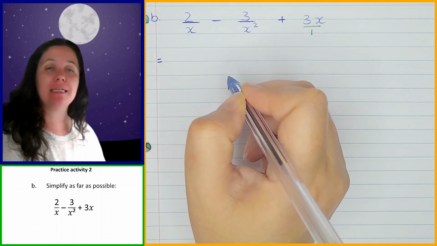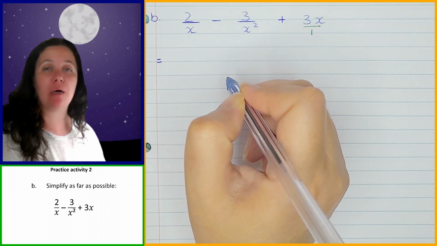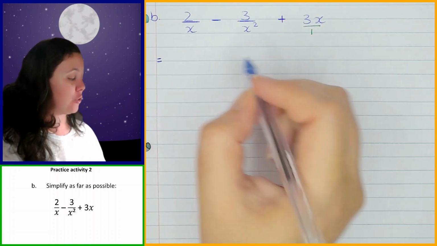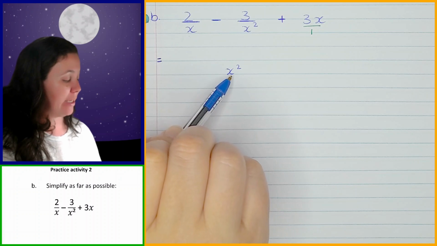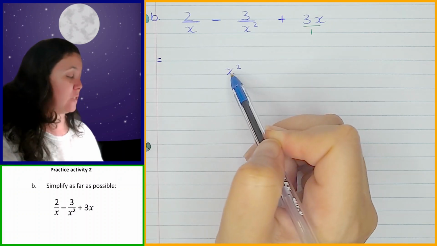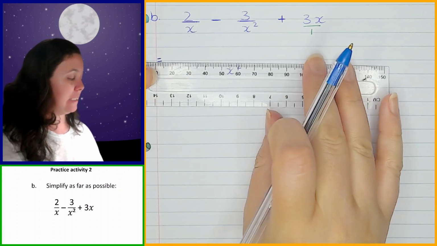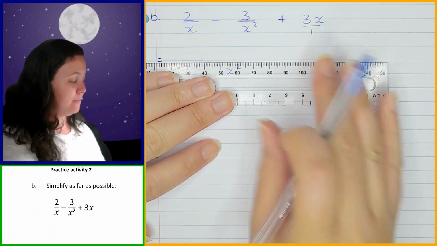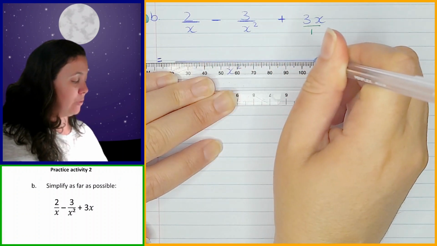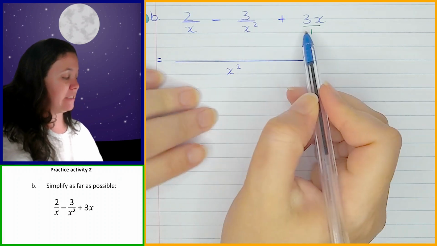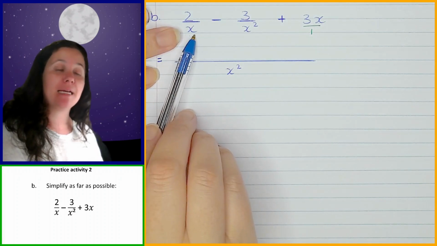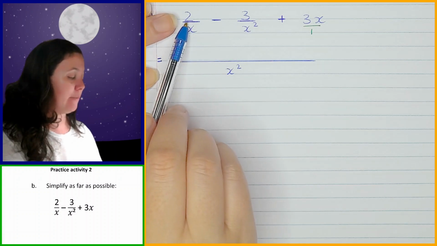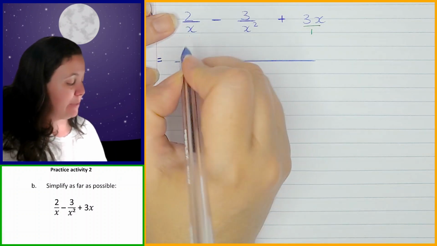So remember, our LCD needs to have the highest power that any of the denominators have. So it's going to be x squared. Okay, because x goes into x squared, and x squared also goes into x squared. Okay, so my LCD over here is going to be x squared. So now I need to go through and see what I need to multiply each of the existing denominators by to get x squared. So I need to multiply x by another x to get x squared. So I'm going to multiply the 2 by x, and that gives me 2x.